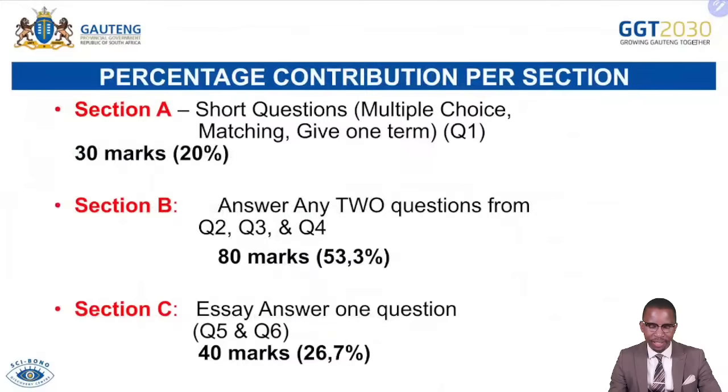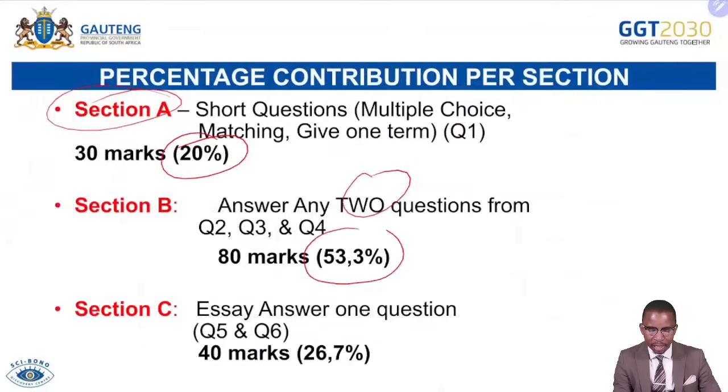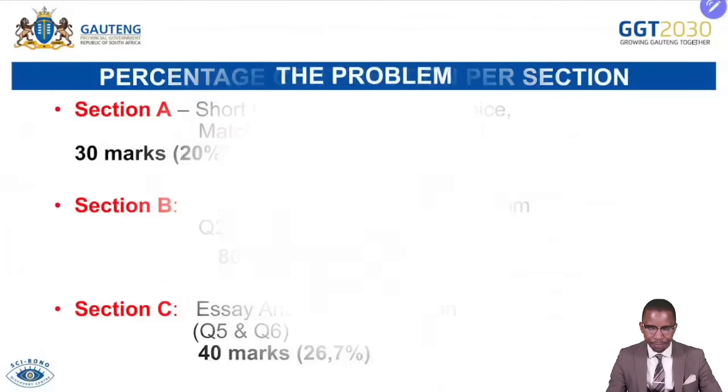Percentage contribution per section. Section A has 30 marks. It contributes about 20% in your examination question paper. Section B, where you answer 2 questions between questions 2, 3, and 4, contributes about 53.3%. Remember, it's out of 80 marks. And then section C, you choose one of the 2 given essays between macro and pursuits, question 5 and question 6. It's 40 marks. It contributes about 26.7%. So it is important for you to know that all sections are important. You don't have to focus just on section C or section A and leave other sections. They're all important as they contribute towards you achieving your main goal.